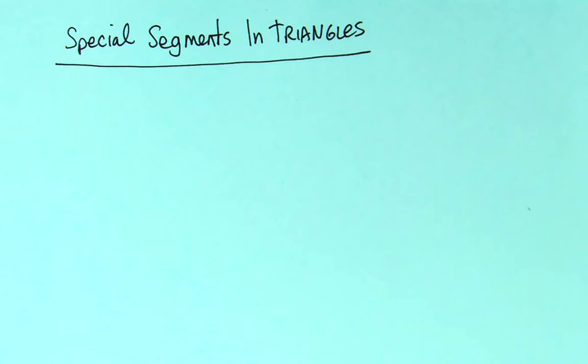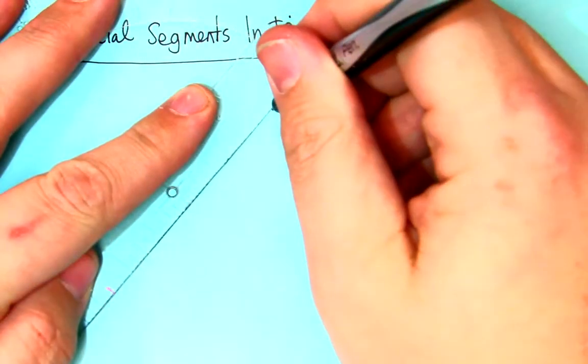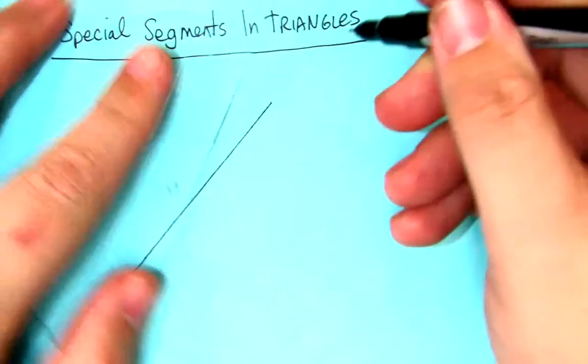We're talking about special segments in triangles. I'm going to go ahead and put a triangle on the board here, and we will be able to take a look at some of the special segments that we have here. So, just go ahead and draw a triangle, any triangle you want to, just as long as it is a triangle.